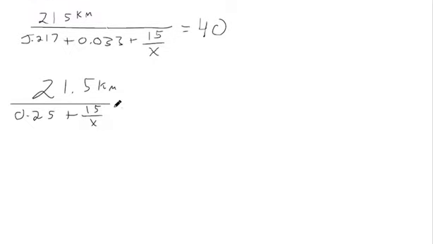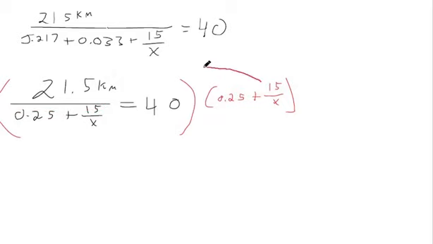And our goal is to get x by itself. Right now, x is trapped in the denominator. So the algebraic step to get x out of the denominator is to multiply both sides by that entire denominator, by 0.25 plus 15 over x. Okay? Because if you multiply it to this term, it makes these cancel out. If you multiply it over here, we got to use the distributive property. We got to make sure that 40 multiplies to everything.